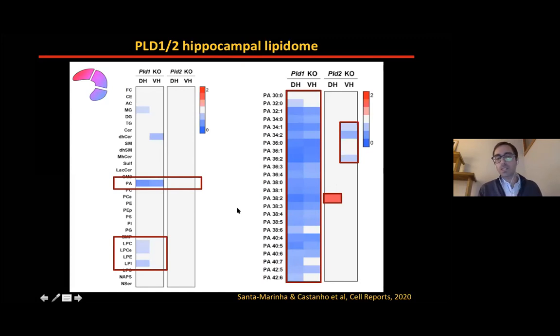So based on these lipidomic results that we got here, we then focused our further studies, which I'm going to show here, on PLD1 knockout animals, since at least comparatively with PLD2, they were the major source of phosphatidic acid in the hippocampus.